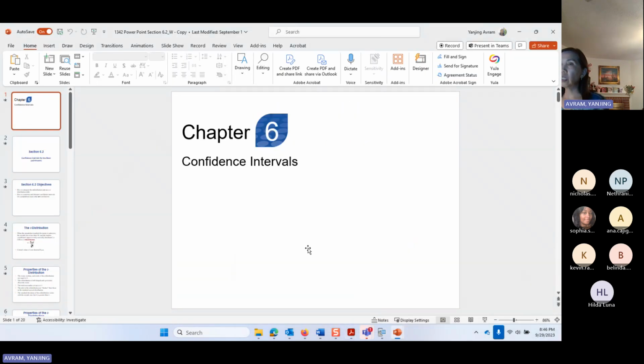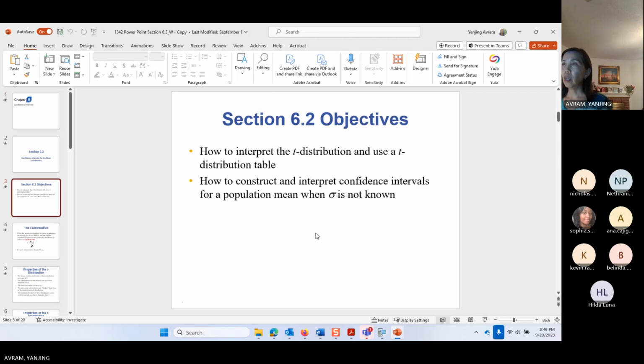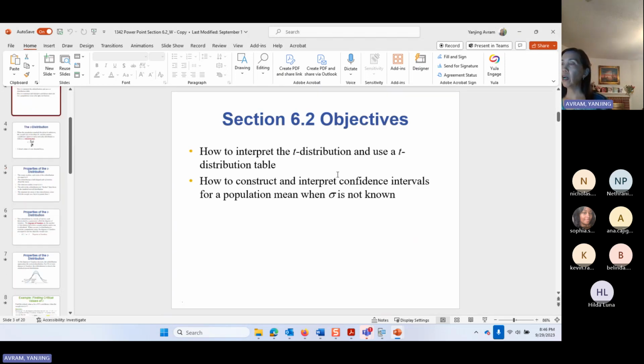We want to go ahead and introduce another section, 6.2. 6.2 here is the t distribution, or the t distribution table. The t is called a student distribution. Sometimes the t distribution is called student because it was discovered by a graduate student.